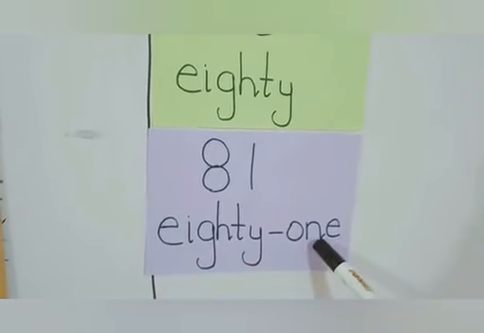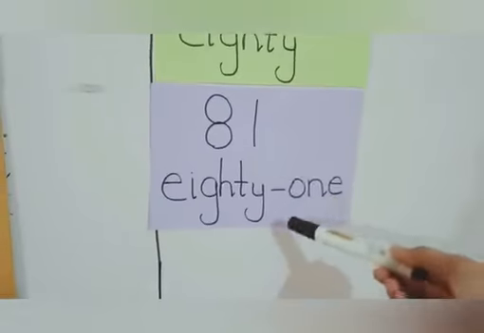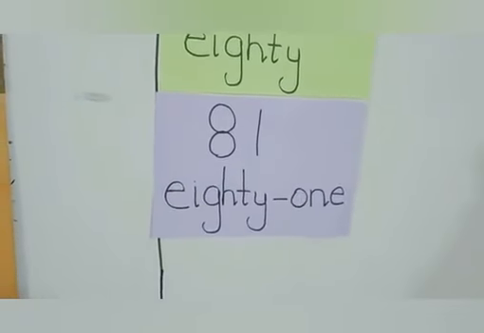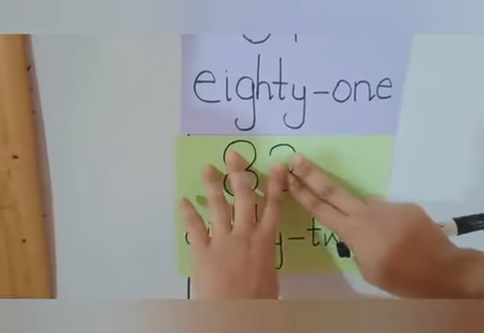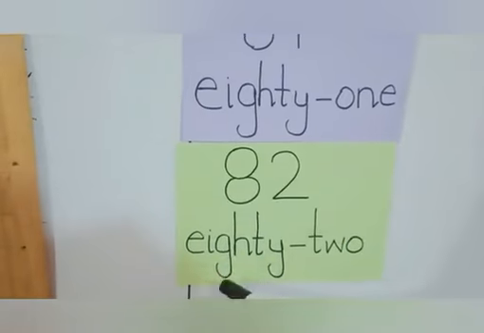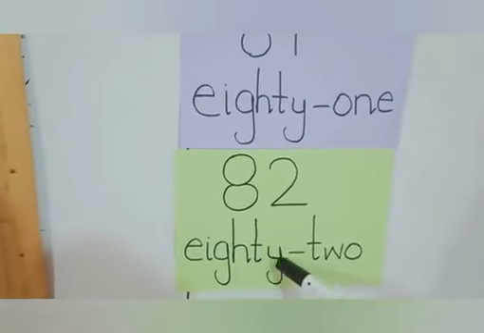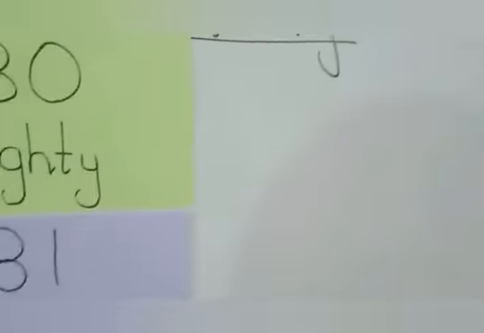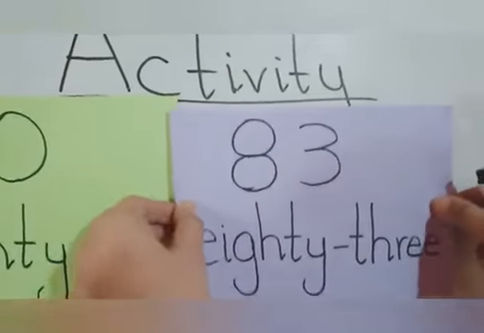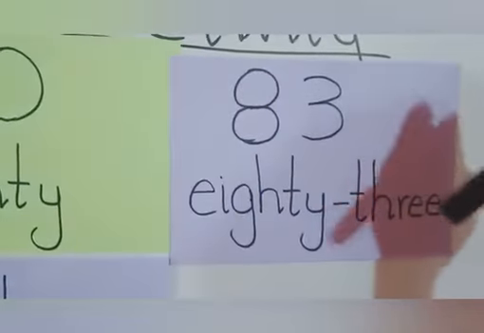E-I-G-H-T-Y, 80. O-N-E, 1, 81. What comes after 81? 82. And what is the spelling of 82? E-I-G-H-T-Y, 80. What is the spelling of 2? T-W-O, 2. What comes after 82? 83. What is the spelling of 83?